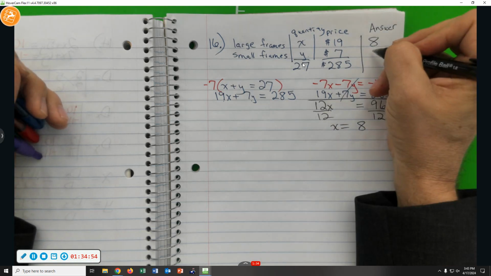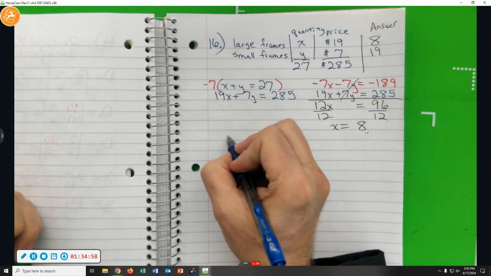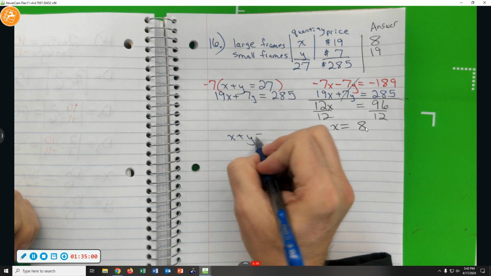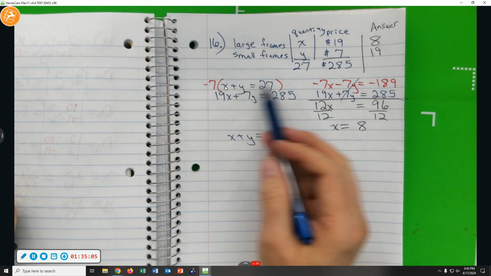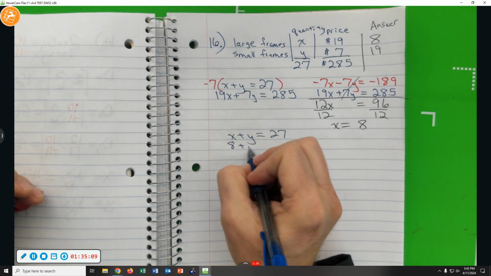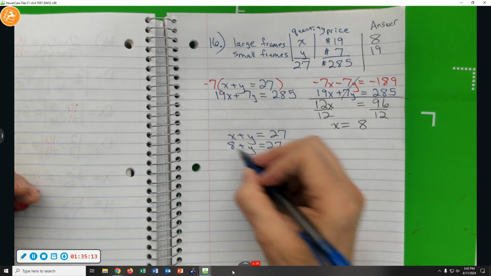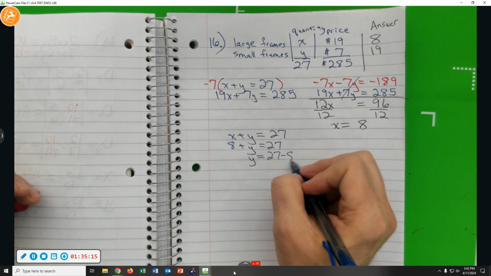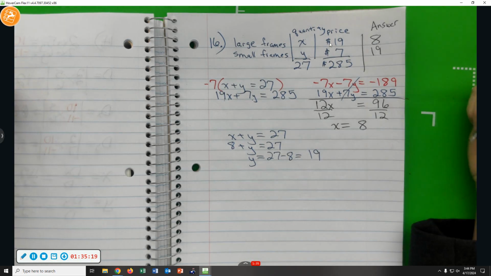Y has to be 19, I agree. But you could say, here's that. You could plug into either one of the original equations. I'd plug into the one that has the lowest coefficients. So you have 8 plus y is 27, so y is 27 minus 8. Isn't that what we did there to get the 19? But I think you can usually just find the other one by inspection.